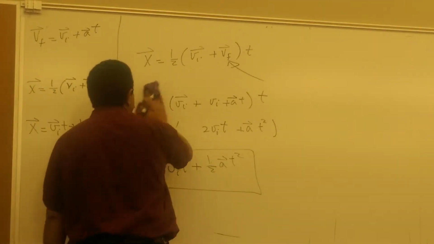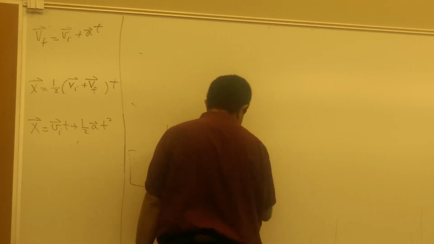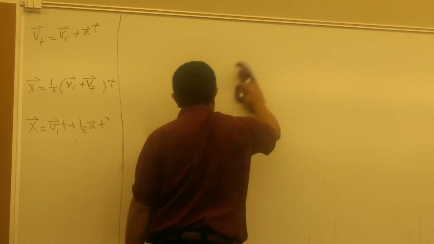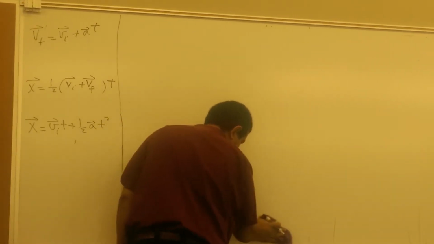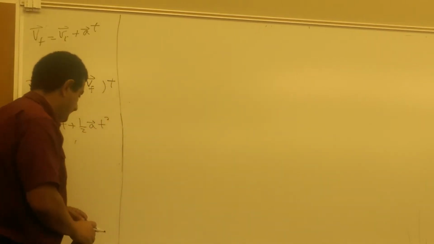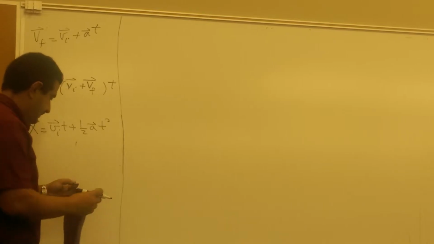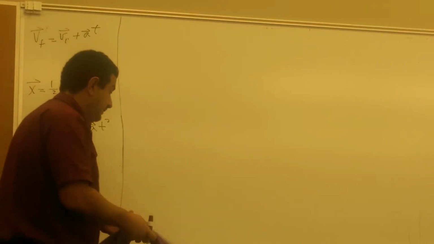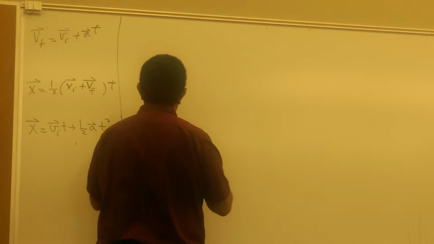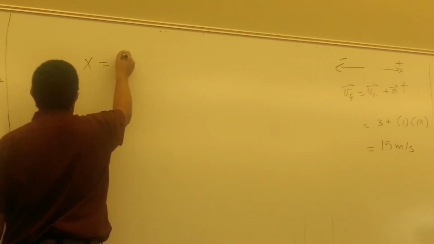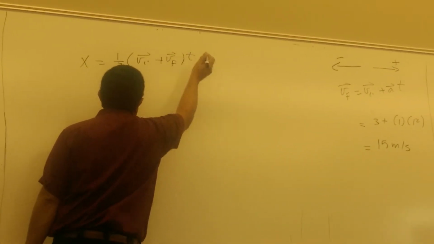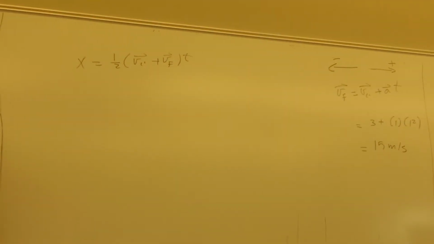I need an equation now that does not have time in it. So that's what I want to do. I don't know where I'm going to start, but I'm going to start somewhere. X equals 1/2 V initial plus V final times T. This equation has T in it, and I want to get rid of T. Can I do that? The answer is, of course.